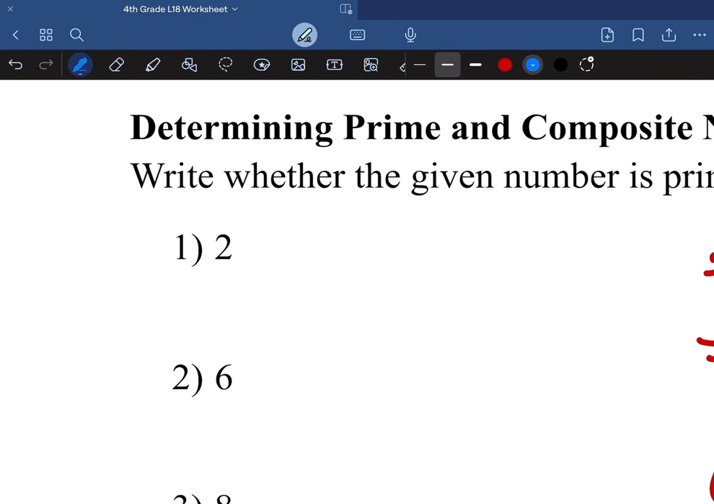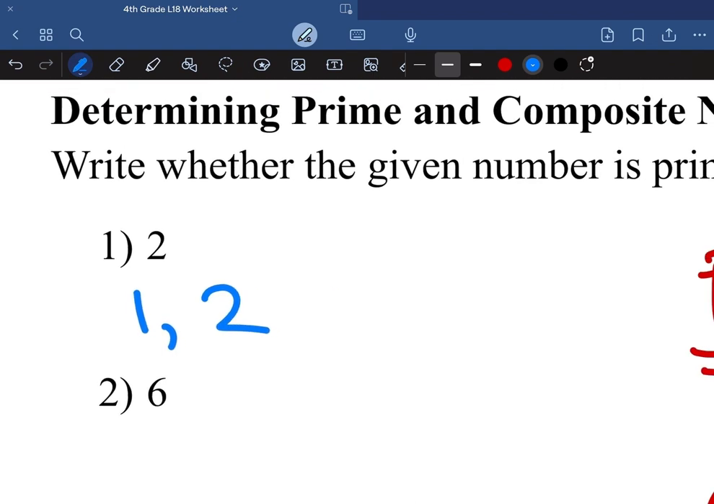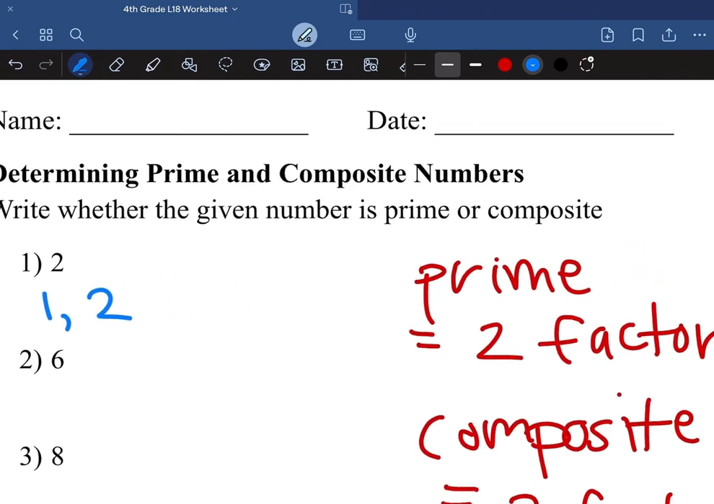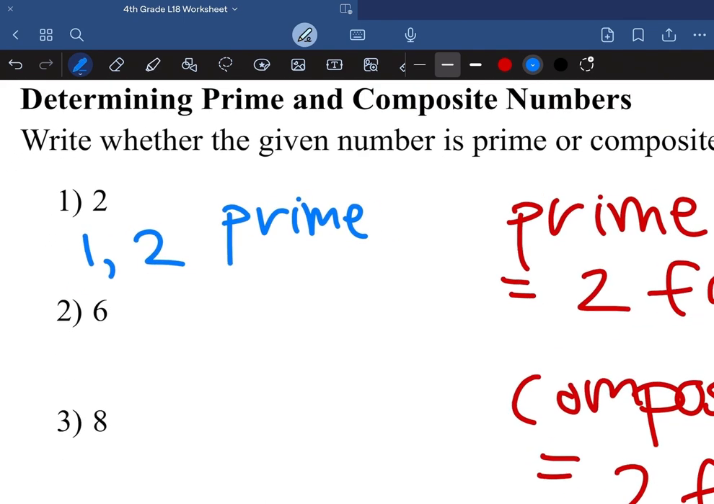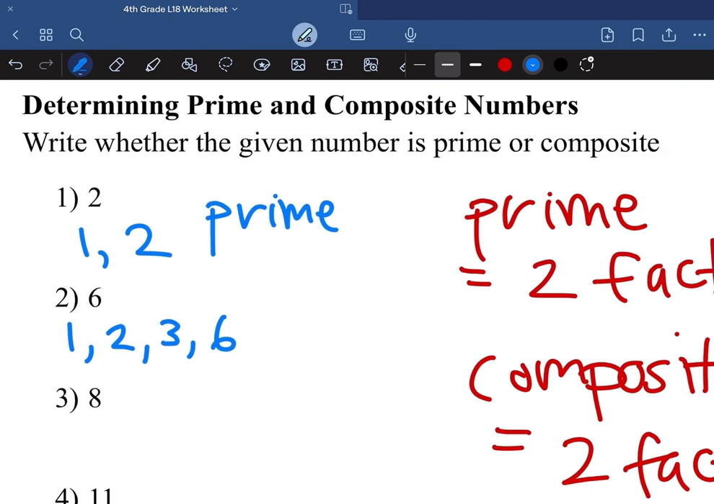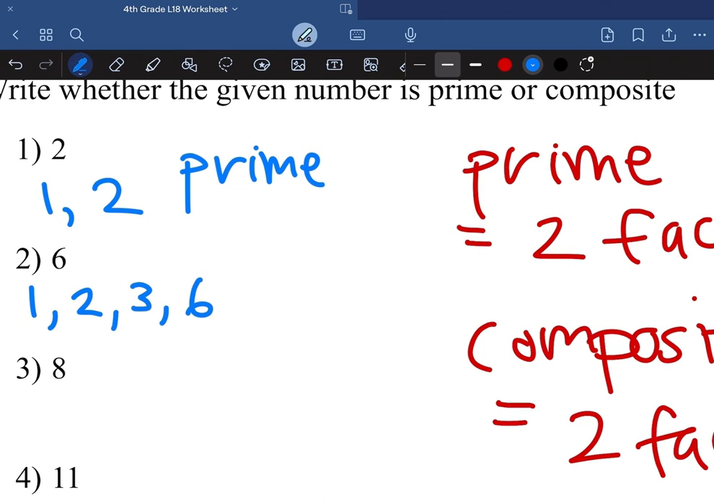Number 1, we have the number 2. The factors of 2 are 1 and 2. And since there are only two factors, this is a prime number. Number 2, we have the number 6. The factors of 6 are 1, 2, 3, and 6. Since there are more than two factors, then this number is a composite number.